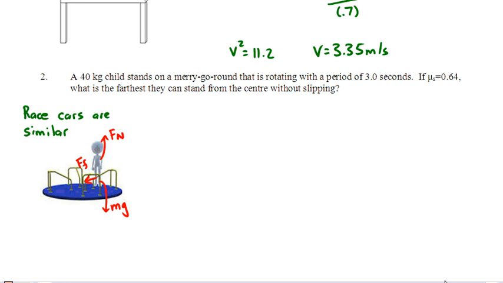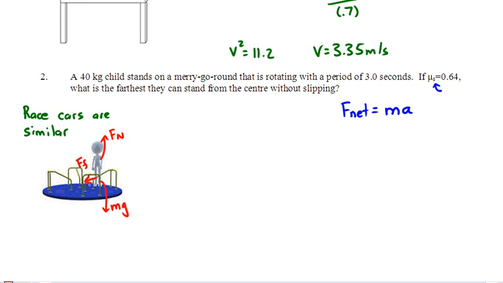So I'm going to jump into F net equals ma. I'm just going to throw it way over here. And let's see what this thing here says. I've got a 40 kilogram child on the merry-go-round. It's going around with a period of 3 seconds. Oh, okay, so I might use that other version of A. The coefficient of, oh, that's interesting, an S there, of static friction is 0.64. What is the farthest that they can stand away from the center without slipping? Yeah, it gets more dangerous when you get away from the center.